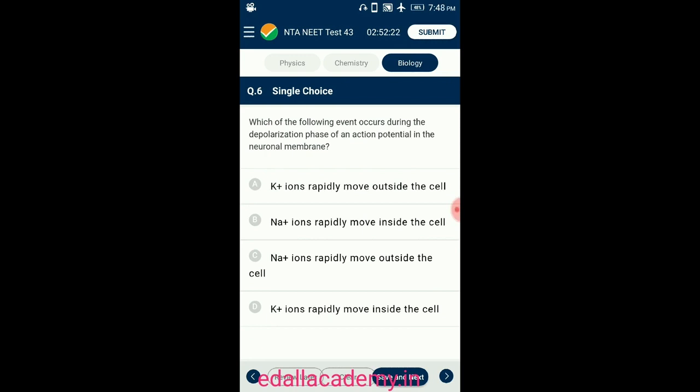Question number 6. Which of the following events occurs during the depolarization phase of an action potential in the neuronal membrane? During depolarization, the voltage gated Na plus channel opens due to the arrival of the signal or action potential. This leads to the rapid movement of Na plus ions from the outside extracellular fluid to inside the cytoplasm, as the concentration of Na plus ions is more on the outside or extracellular fluid. This leads to developing a net positive charge inside and a net negative charge outside the axonal membrane. So the answer for this question is option B. Na plus ions rapidly move inside the cell.